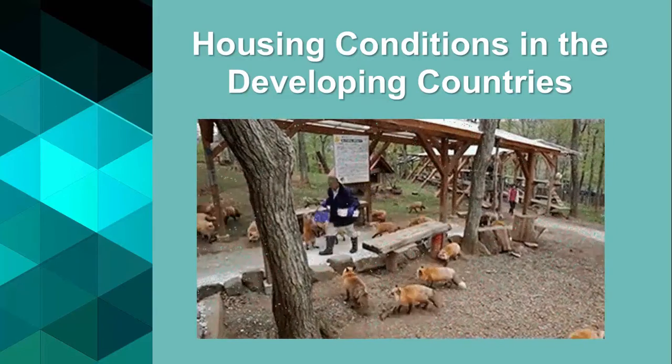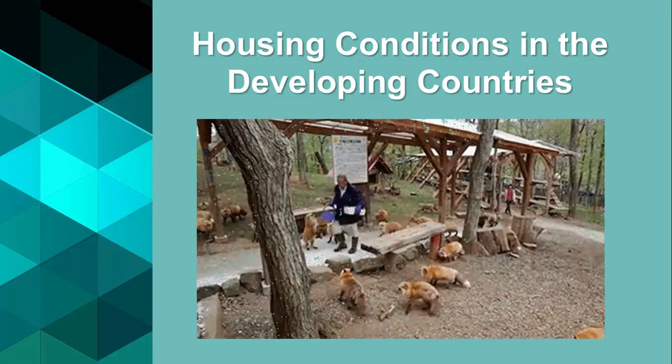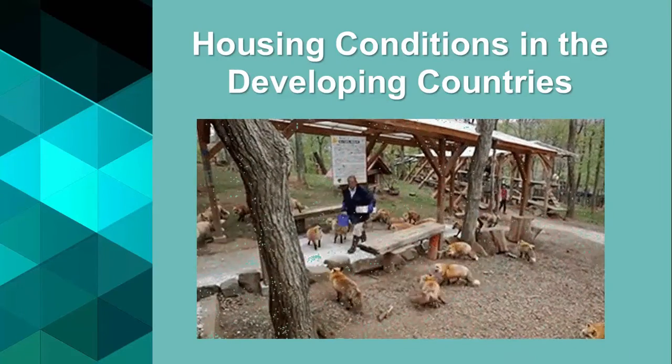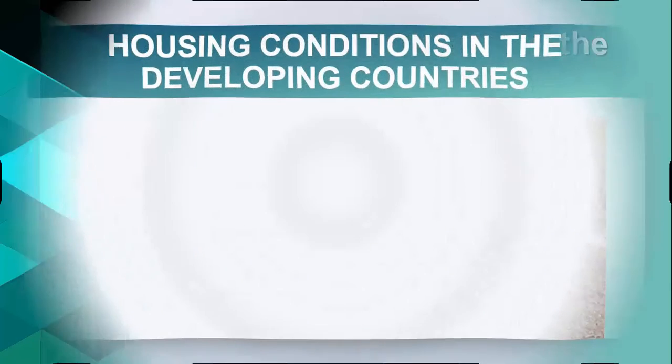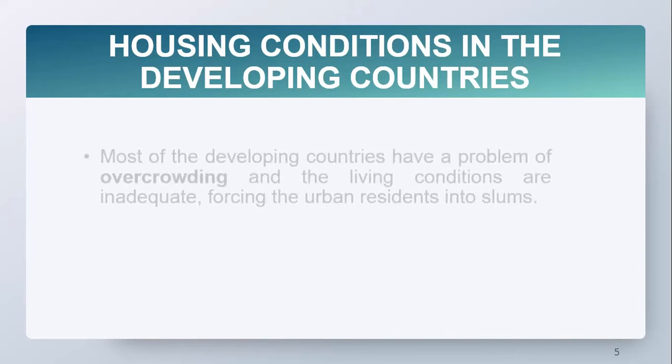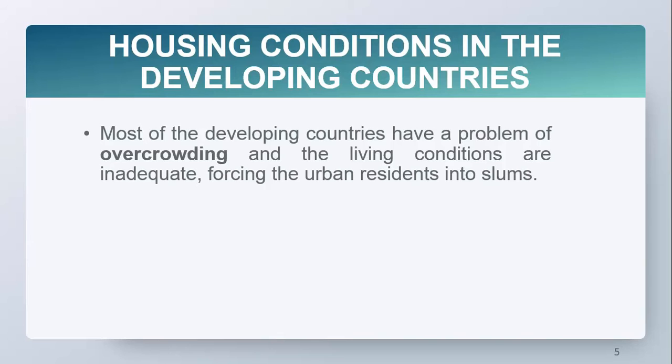Now, let us find out what the housing conditions are in the developing countries. As we all know, most of the developing countries have a problem of overcrowding and the living conditions are inadequate, forcing the urban residents into slums. So the basic problem in the developing countries is the problem of overcrowding.